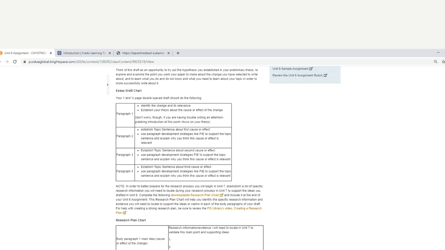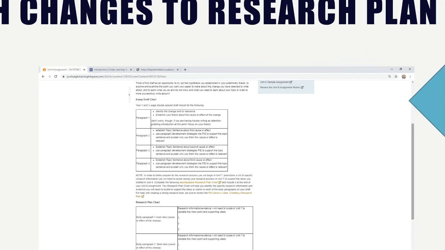Our main change with that is to really make the research plan more beneficial to students, more helpful to use as they move into Units 7 and 8.